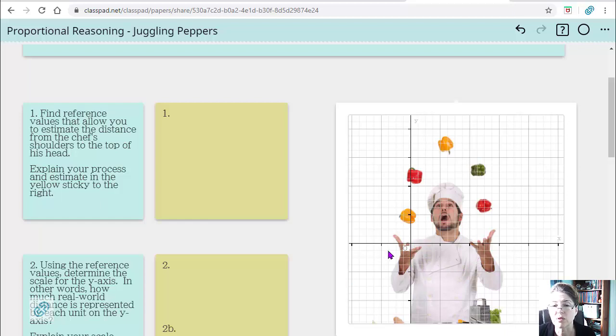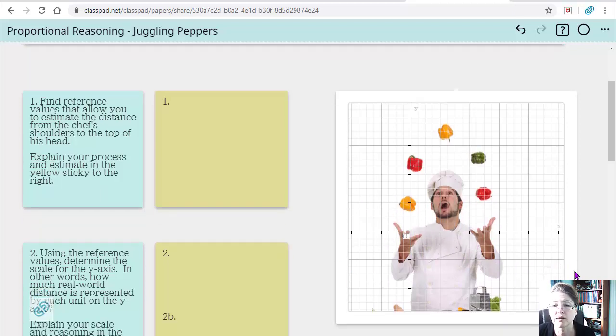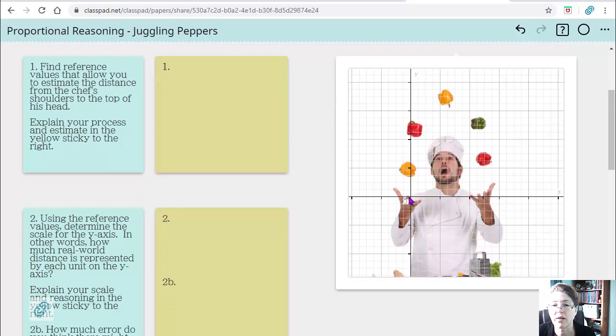So I've inserted an image, and I kind of set it so that this guy's hands are at the 0. So his finger right here, his hands are technically on the x-axis, and he's juggling. So this is a chef juggling peppers, which, yes, that does happen.